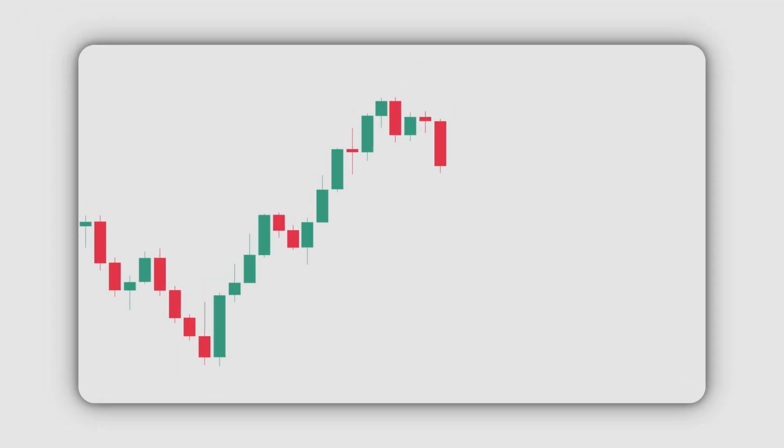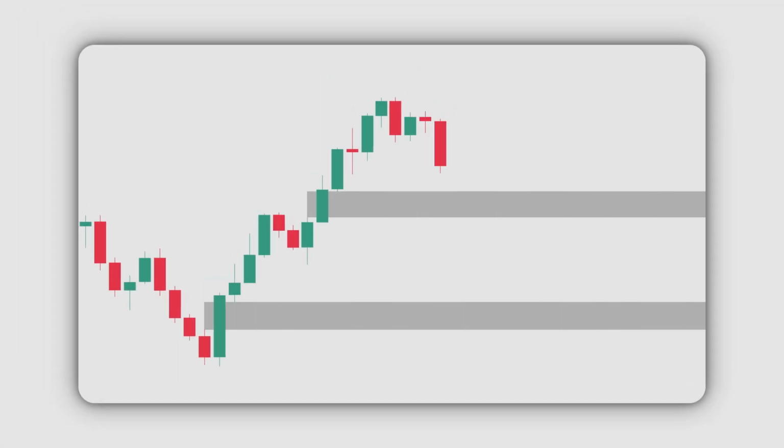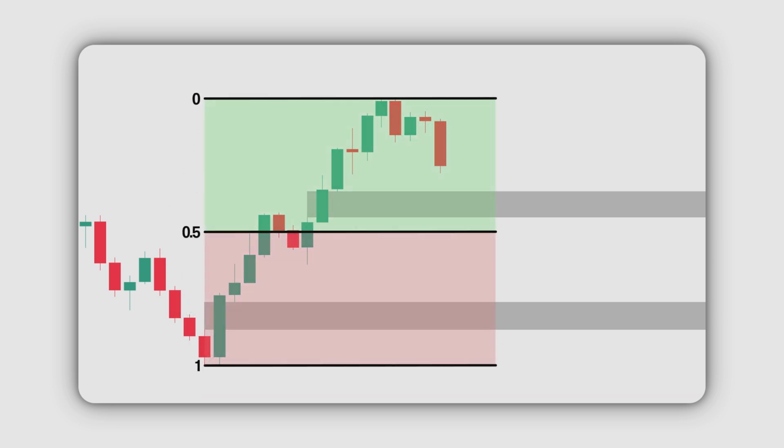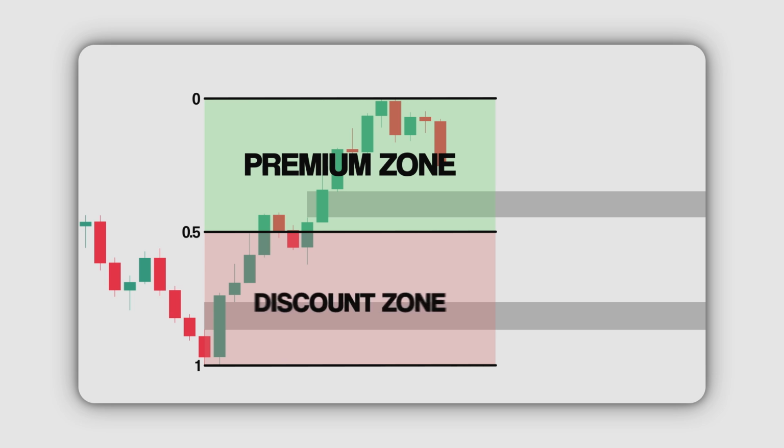Another key factor is when multiple fair value gaps are present and we need to decide which ones matter. To do this, we identify the major high and major low of the most recent impulsive move and apply the Fibonacci tool to that range. This divides the move into two zones, the premium zone and the discount zone.